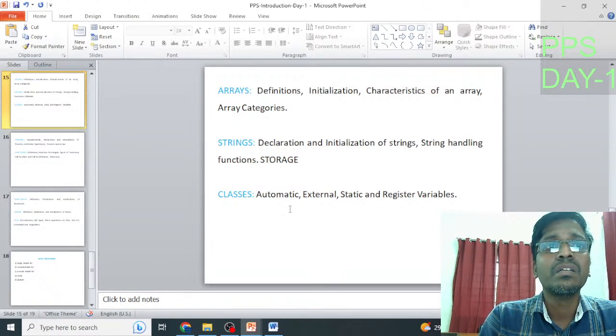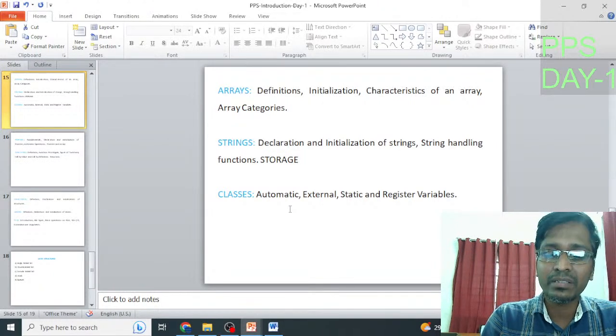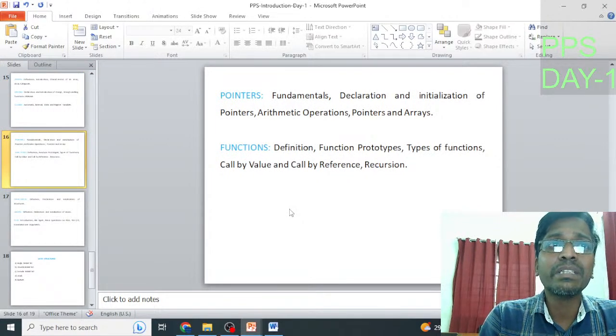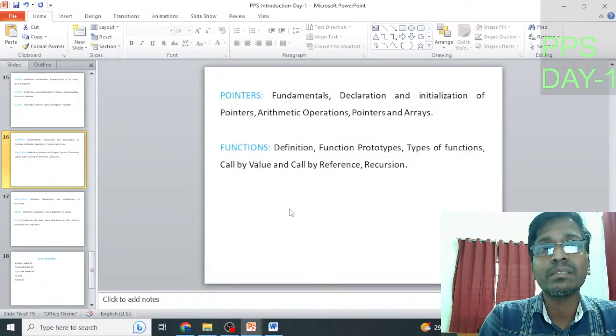And after that, I want to cover storage classes, like automatic storage class, external storage class, static storage class, and register storage class. And after that, I want to cover pointer concepts, like the fundamental concepts of pointers, how to declare and initialize pointers, and arithmetic operations on pointers. And after that, I want to discuss pointers and arrays.